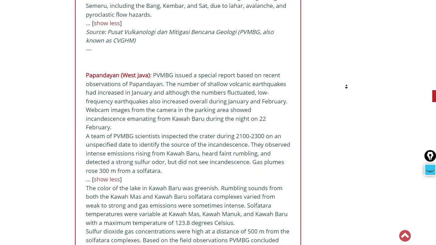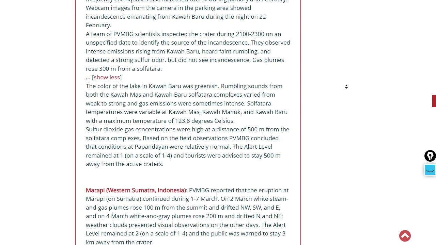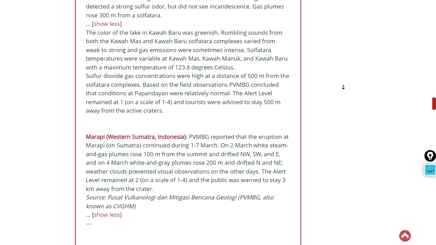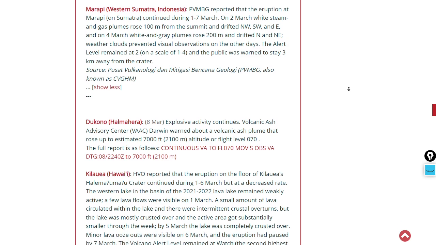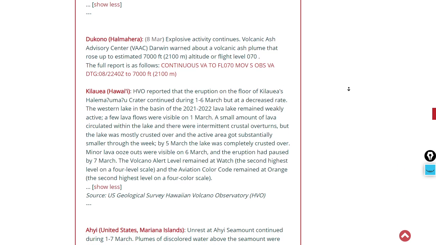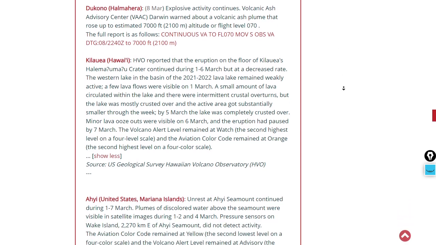Papandayan on West Java erupting. No indication on the flight level there. Merapi erupting. No indication on the flight level there. So as you can see, I don't know if they're just listing every single active volcano, whether it's erupted or not. Dukono producing a 7,000-foot ash plume.